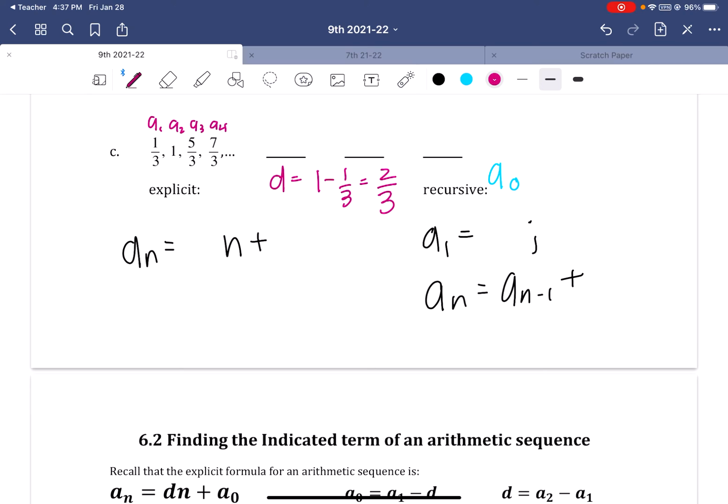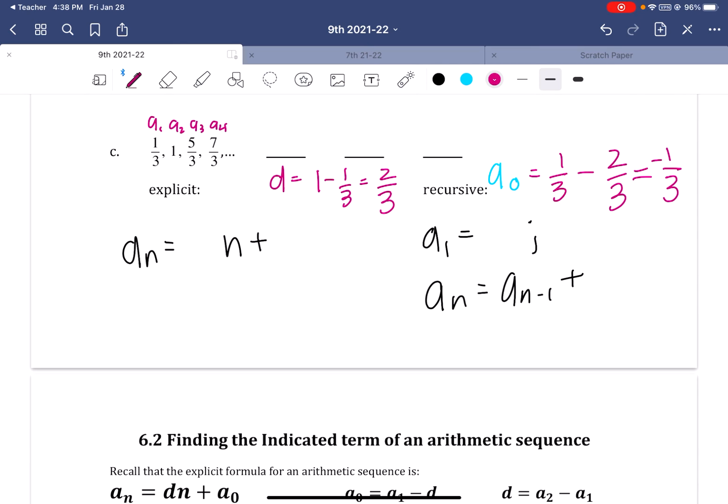Now we have A naught to find. So A naught to find is really, really easy. Remember, that is going to be A1 minus D. So that is going to be 1/3 minus 2/3. Okay, think back to your elementary days when you learned to subtract fractions. Remember, I want you to think. I want you to remember it. Okay, if the bottoms are the same, then we can subtract the tops. So we're going to do 1 minus 2, which is going to give me negative 1/3. Okay, I hope that's what you remember.